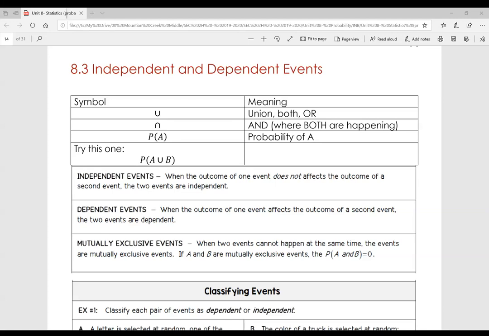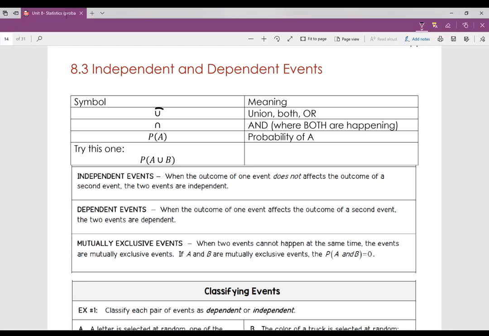Hey guys! So today we're talking about independent and dependent events, and we're going to get about halfway through this, all right? So we need to talk about some symbols first. If you ever see this symbol right here, this means or. This is the union of two sets. So like if I had a Venn diagram, or would be everything in both circles.